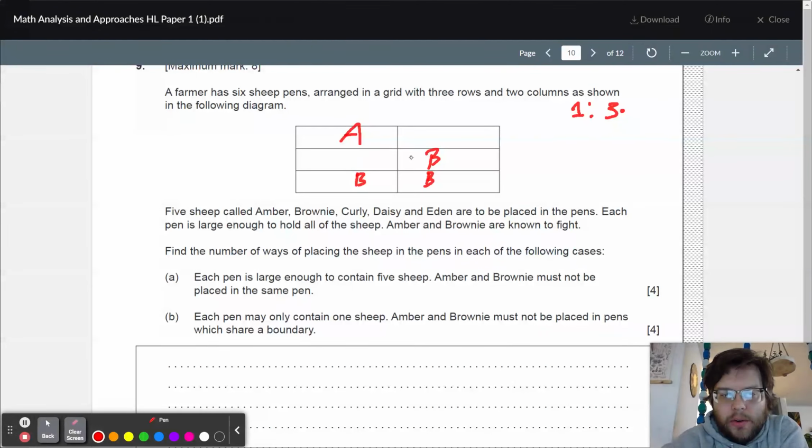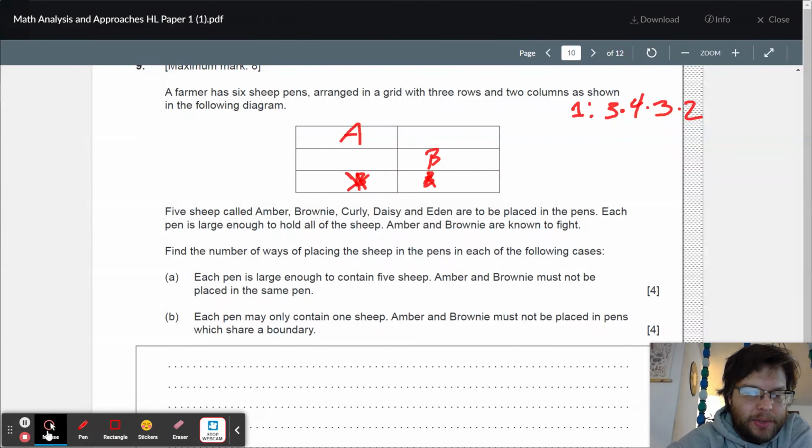Now, Curly could go anywhere that's not already taken. So one of these is going to be taken. Let's just pretend that we put Brownie there. So then Curly has 4 spots remaining. Daisy has 3 spots remaining, and Eden has 2 spots remaining because they're each taking up 1 spot left over. So that's option number 1. Amber's in the top left corner.